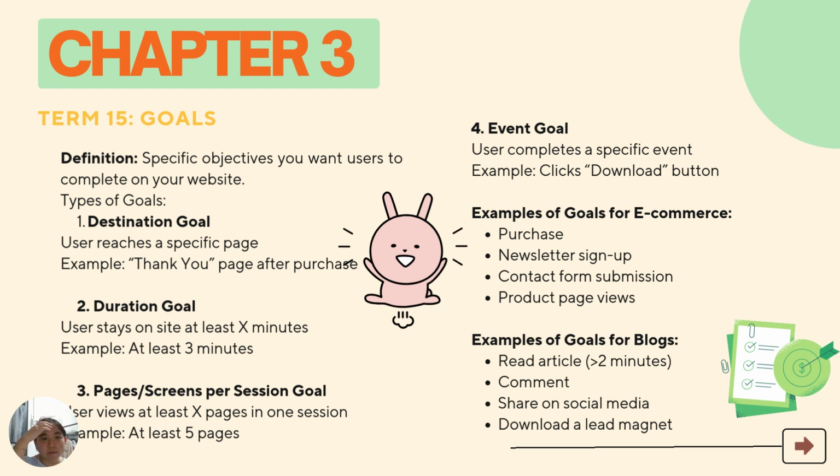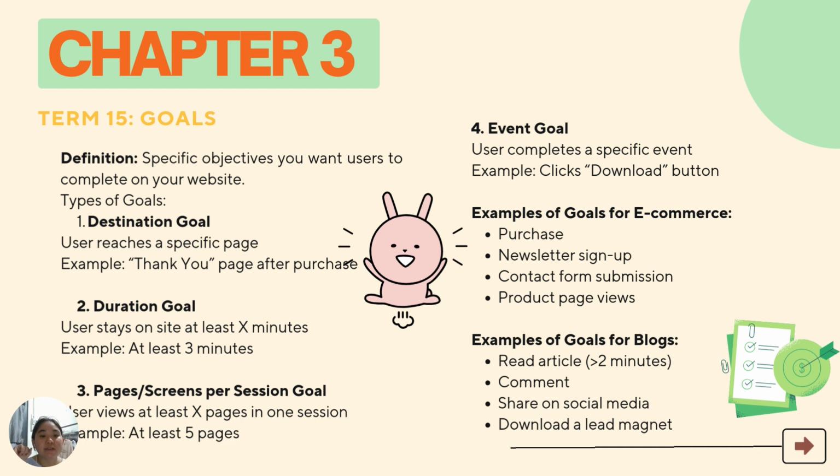Next, about term 15, goals. Goals are the specific objectives that you want the user to complete on your website. So, how many types of goals are there? The first one is the destination goal. The user reaches a specific page, for example, the thank you page after the purchase. Second, duration goal. The user stays on the site for at least a set time, for example, at least 3 minutes.